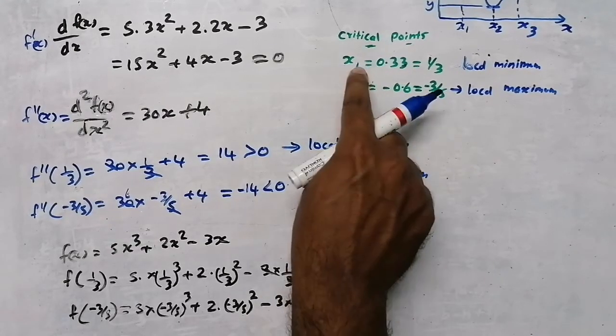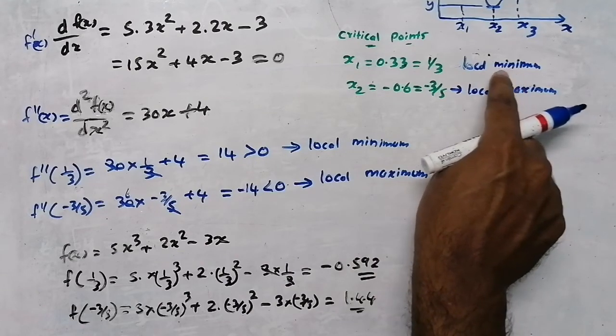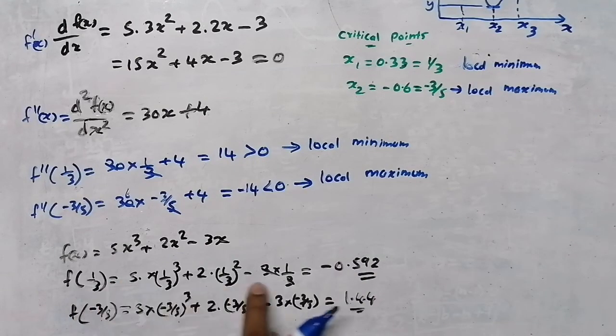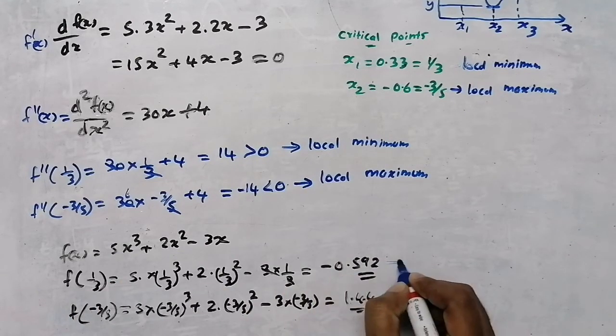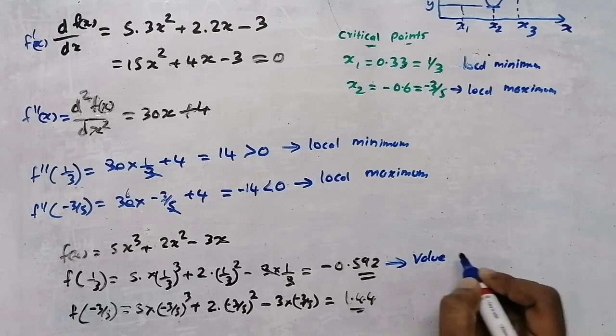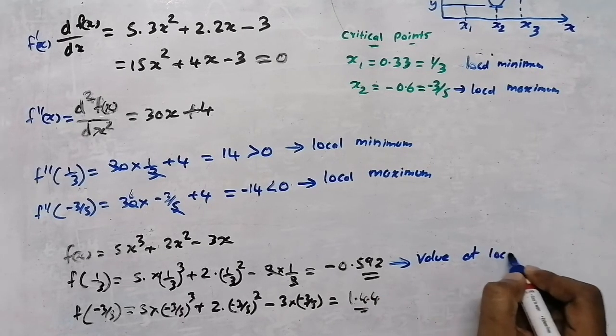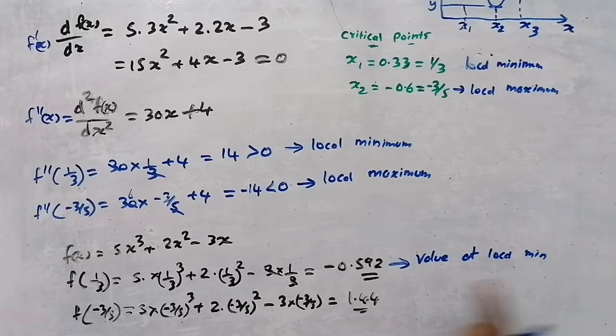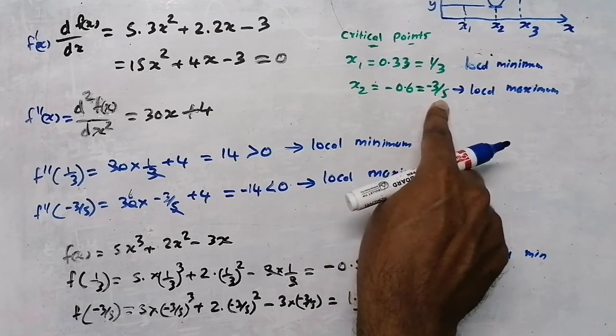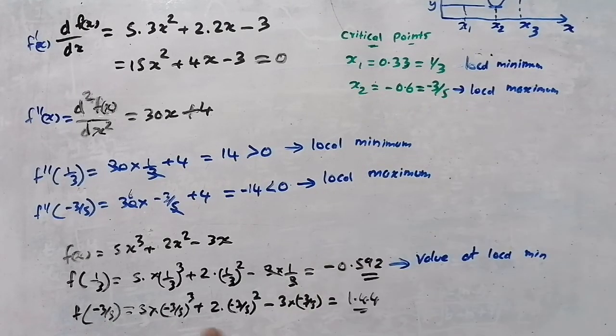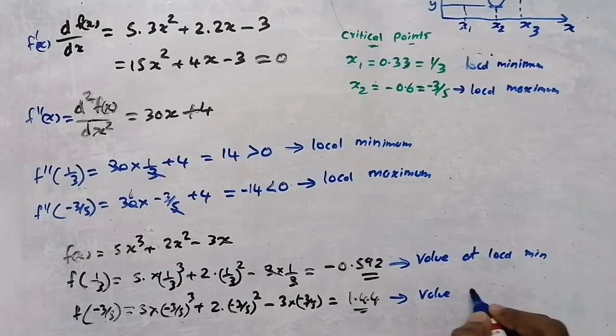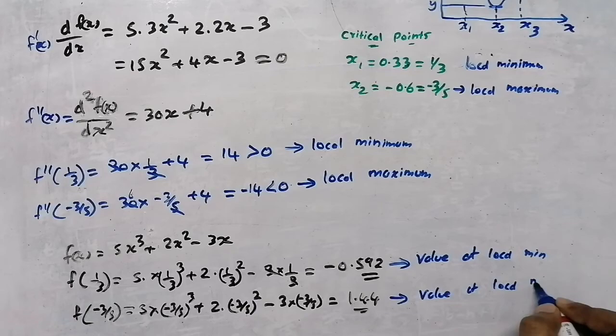So I know x1, 1 by 3, is a point of local minimum. See, 1 by 3 is local minimum. It is a negative value I am getting. So this is the value at local minimum. Now I know my point minus 3 by 5 is a local maximum. So at minus 3 by 5, I am getting the value plus 1.44. So this is the value at local maximum.